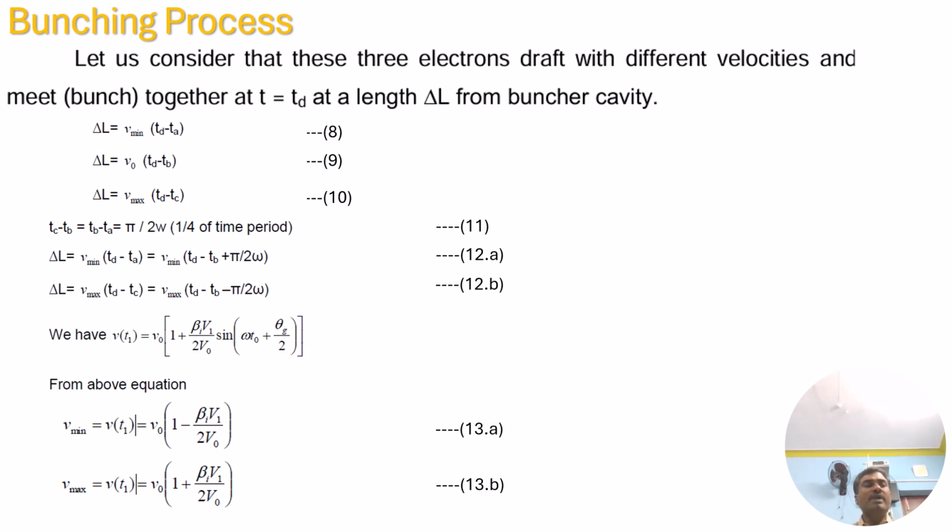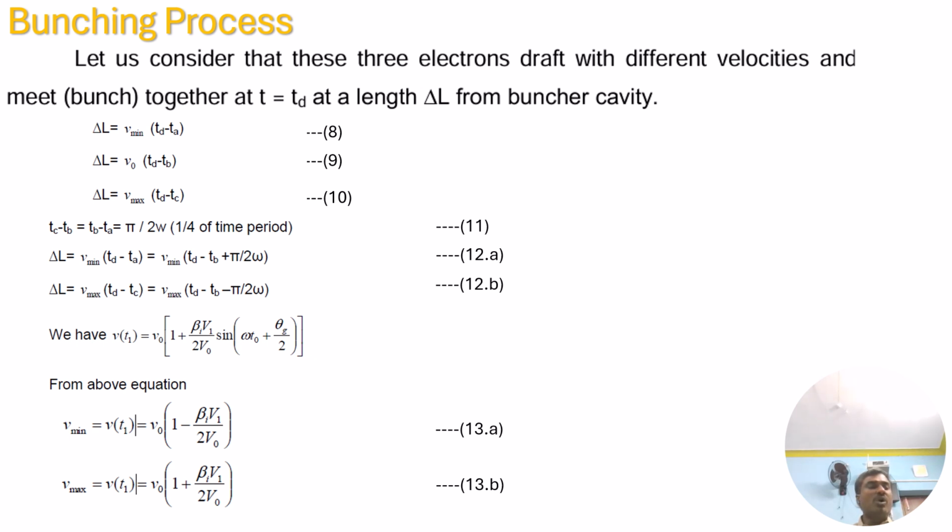Third one is del L equals V max into Td minus Tc. Now we need to represent Ta and Tc in terms of reference time period Tb. So del L can be written as del L equal to V minimum into Td minus Ta, equal to V minimum into Td minus Tb plus pi by 2 omega. Similarly, another expression can be written as del L equal to V max into Td minus Tc, equal to V max into Td minus Tb minus pi by 2 omega.